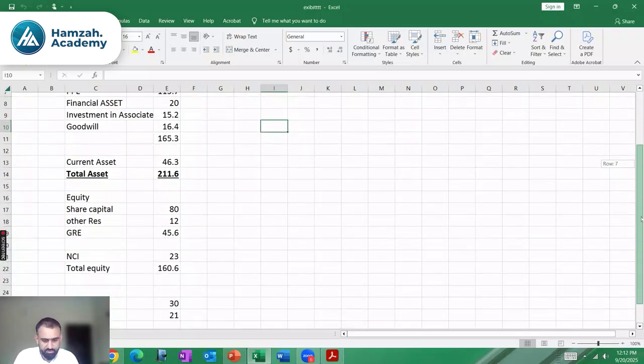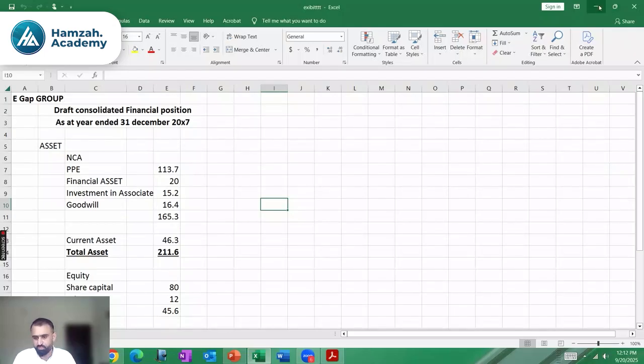So this is a pre-populated spreadsheet. We have three requirements: in the first two, we have to discuss and explain, and in the third requirement, we have to adjust the financial position with exhibit 1 and exhibit 2.